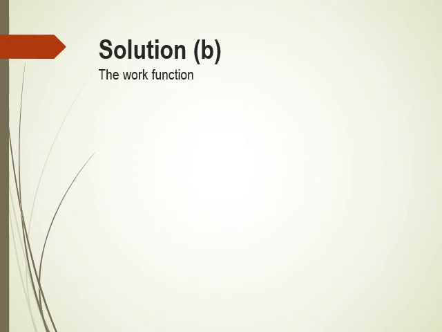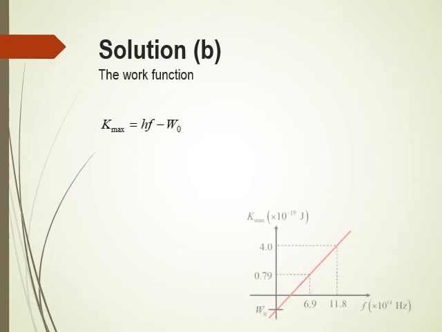The second part of question B is asking for the work function. So can we get the work function straight away from the graph? Let's see. Well, apparently no. Why? Because there's no information given about the y-intercept. So what can we do? You can choose either one point in the graph and then substitute it into the equation to obtain the work function.